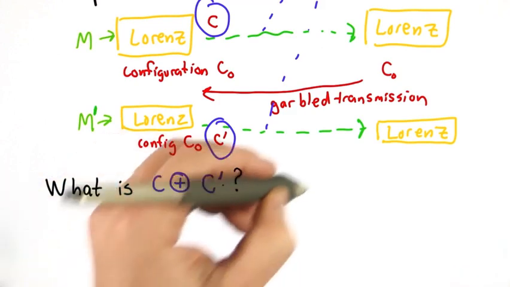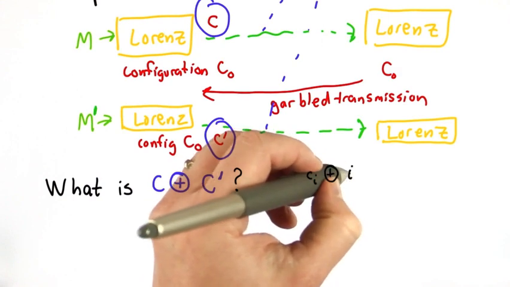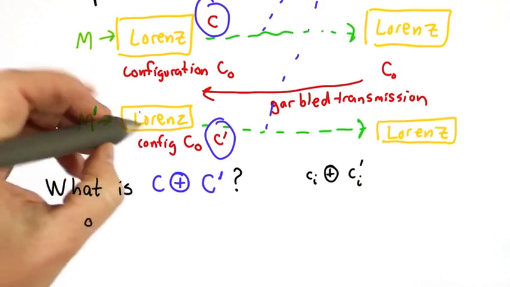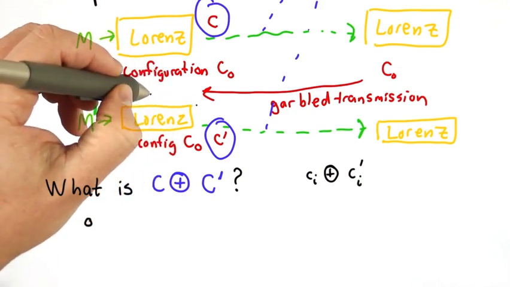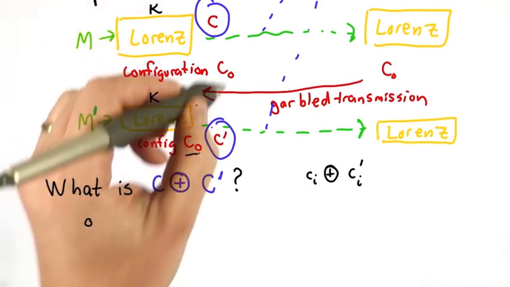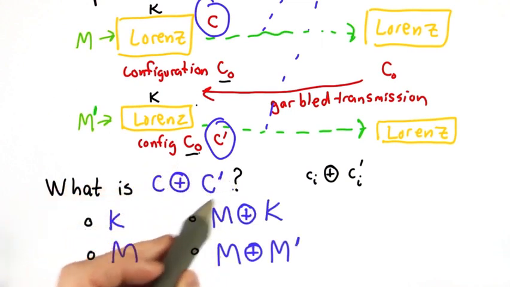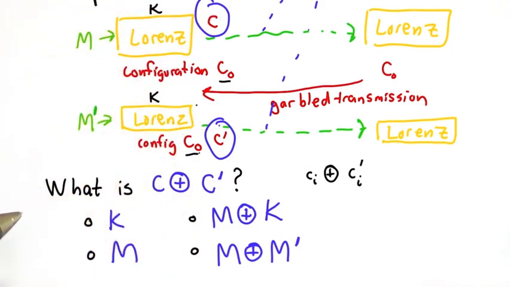So what is the result of XORing these two messages? That means for each bit, we're going to go through the bits of the messages, XORing each bit. And I want to introduce a new variable here. The key that the machine generates we'll call K. That's the key that the machine generates starting from configuration C0. So which one of these is the value that the interceptor would get by XORing the two intercepted ciphertexts? So the answer is M XOR M prime.